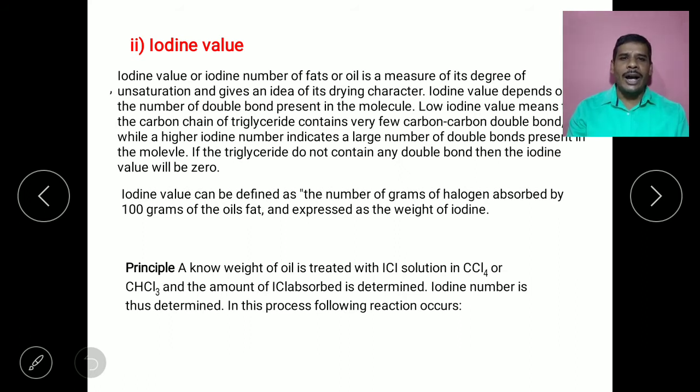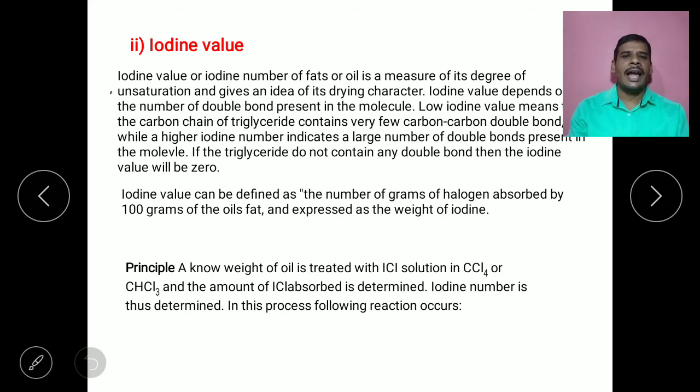If the iodine value is 0, this indicates that no double bond is present in that fat. The higher the iodine value, the higher the number of carbon double bonds present in the oil or fat. In this way, easily we can say how many carbon double bonds are present, which can be measured using the iodine value.